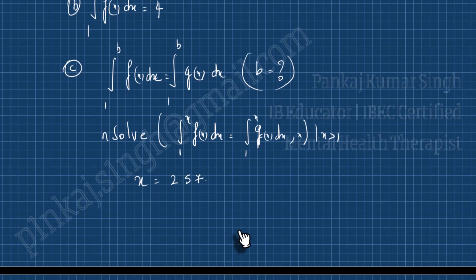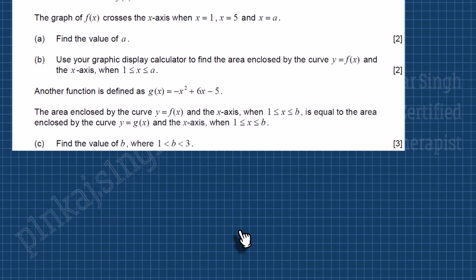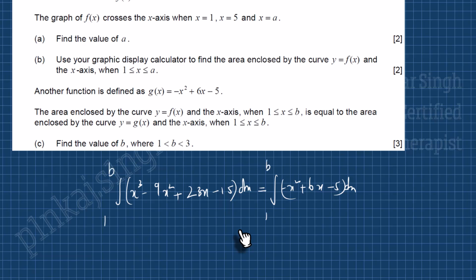Either you can go with this or you can continue to integrate the entire function manually, which is to find the integral of the function x cubed minus 9x squared plus 23x minus 15 dx, and equate that to the integral of negative x squared minus 5x dx. You need to integrate both the sides from the value 1 to some value b, and then you will end up with a polynomial equation in b. You can take that and go to the graphical calculator and find the value for b.